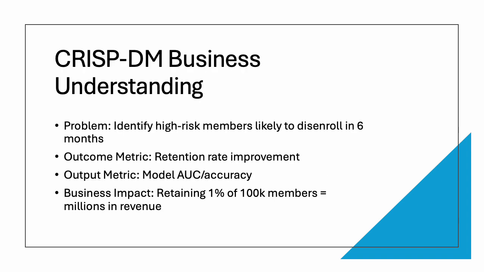In CRISP-DM, short for Cross-Industry Standard Process for Data Mining, the first phase is business understanding. The business problem is identifying members likely to disenroll in the next 6 months. Success means improving retention rates and helping the plan take timely action. We will measure success through 2 key metrics: an outcome metric, the actual retention improvement, and an output metric, the model's predictive performance, such as AUC, area under the curve.